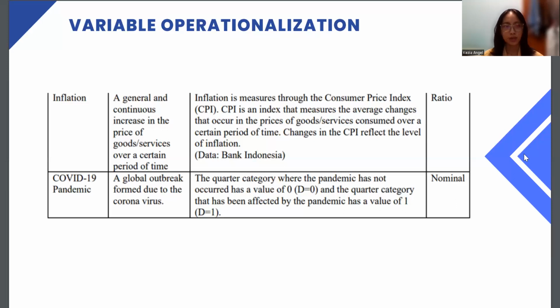The last variable is COVID-19 pandemic. It's a global outbreak formed due to the coronavirus. So the indicator is the quarter category where the pandemic has not occurred has a value of 0. And the quarter category that has been affected by the pandemic has a value of 1. The scale of it is nominal.